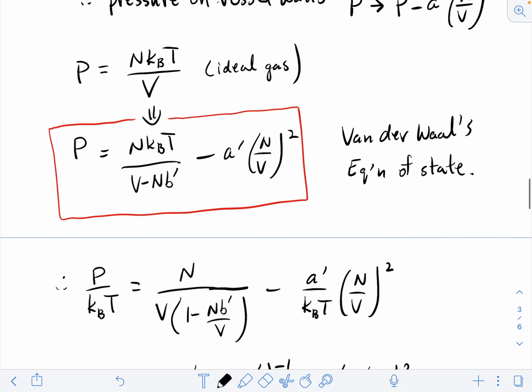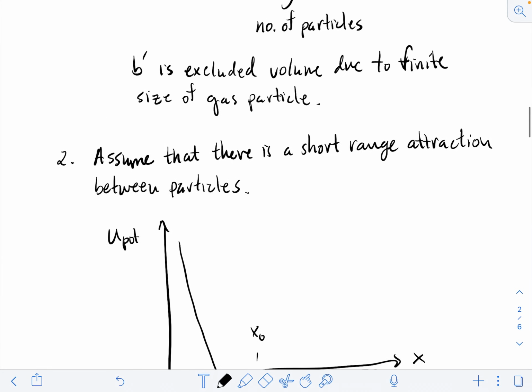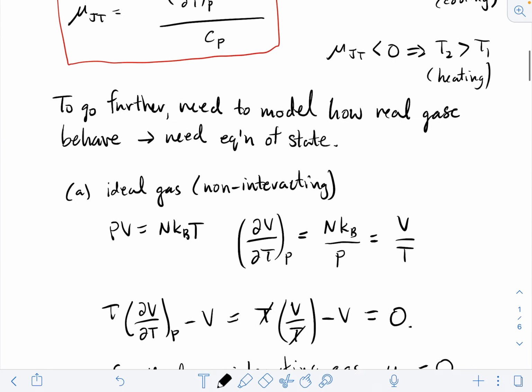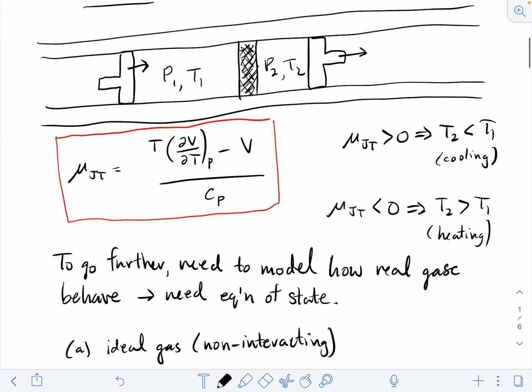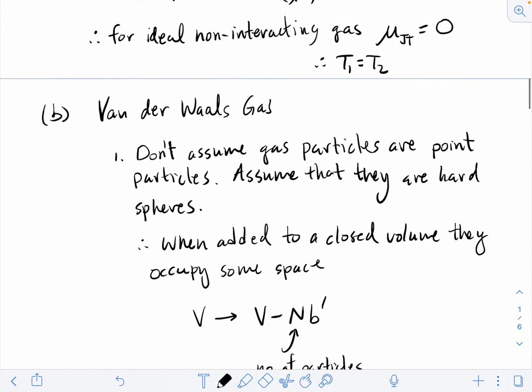And so let me just scroll back here. And why are we evaluating this? It's because we want to calculate the Joule-Thomson coefficient, and there's the partial derivative in the numerator.